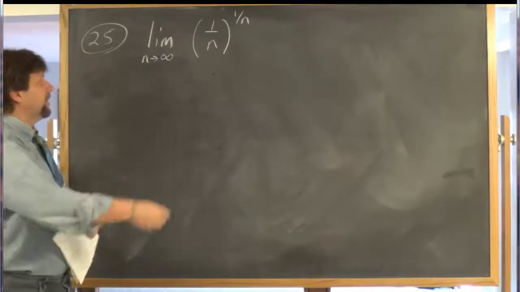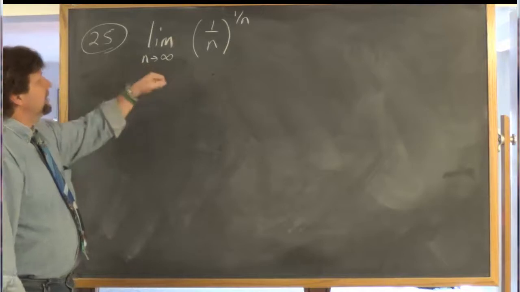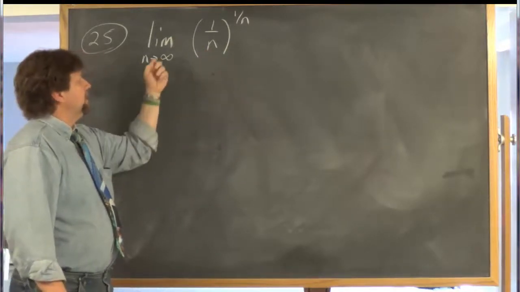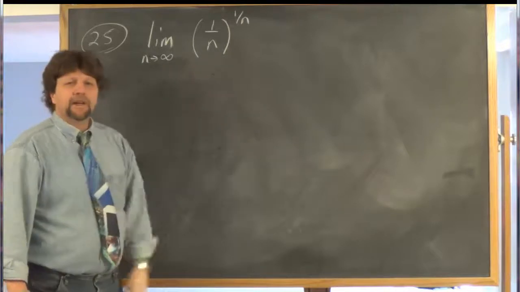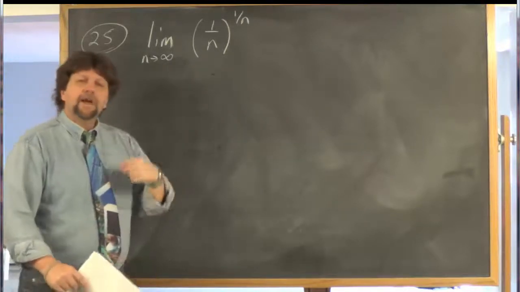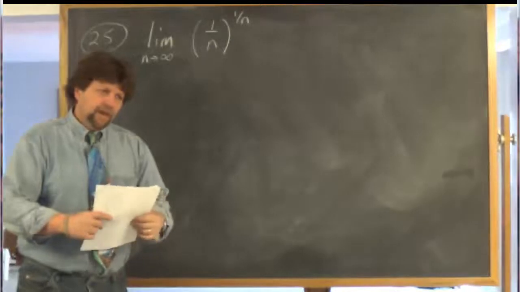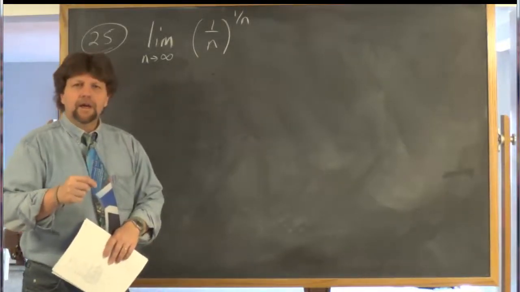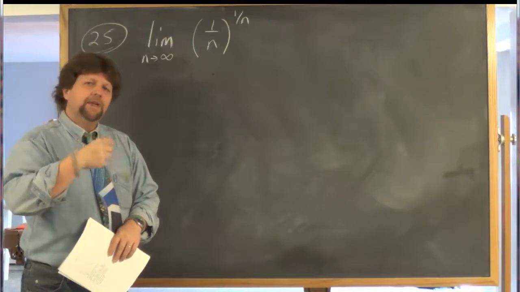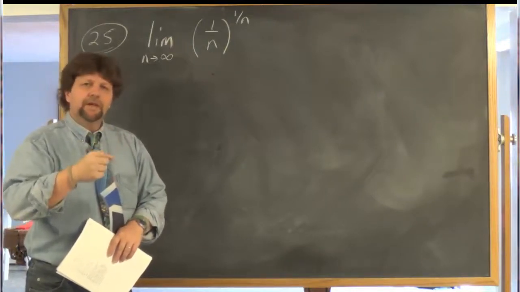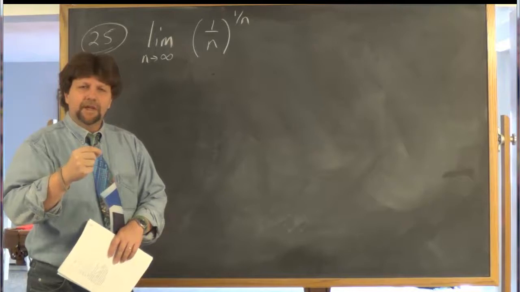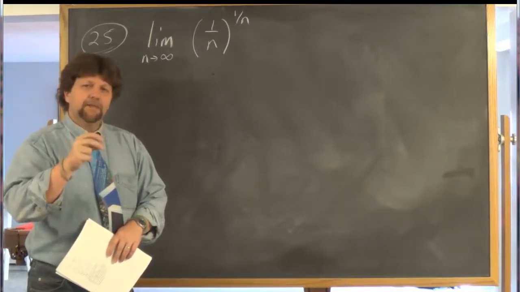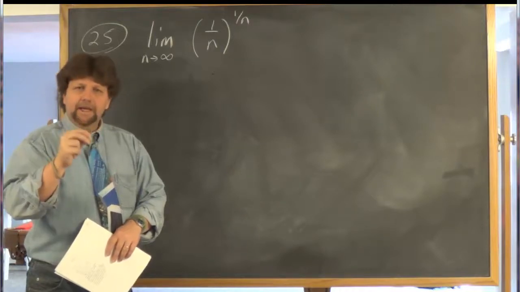So first off, number 25, you're basically asked to determine if the sequence converges or diverges. So you need to compute the limit as n goes to infinity of 1 over n raised to the 1 over n power. And this reminds me of a problem we did back in Calc 1, what we had to do to show that the limit as x goes to infinity of 1 plus 1 over x, all raised to the x power, was equal to e.